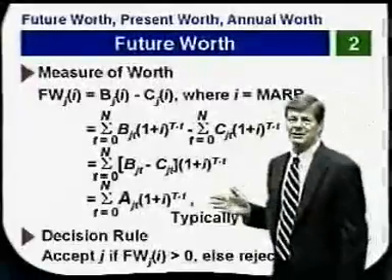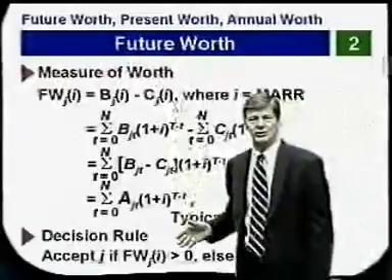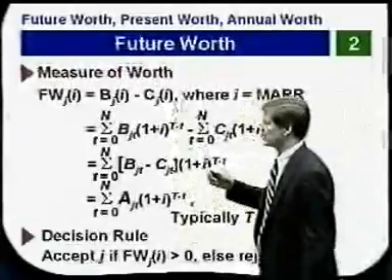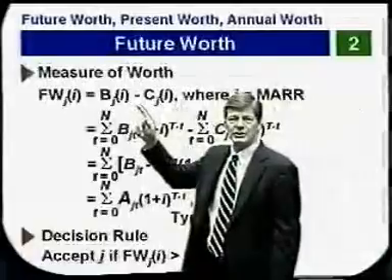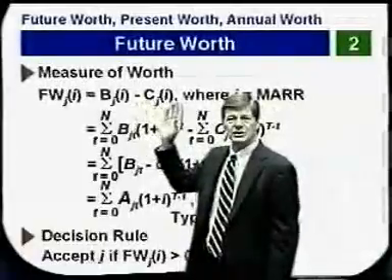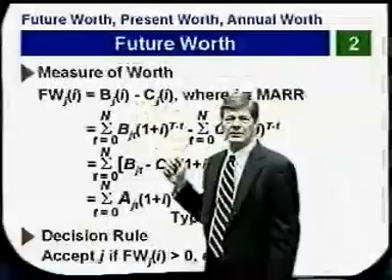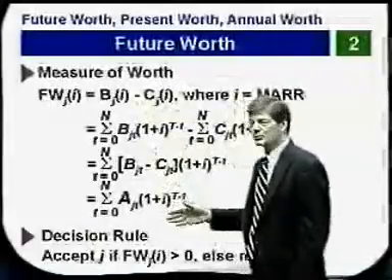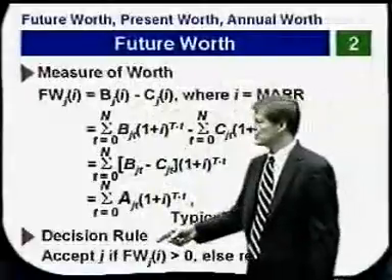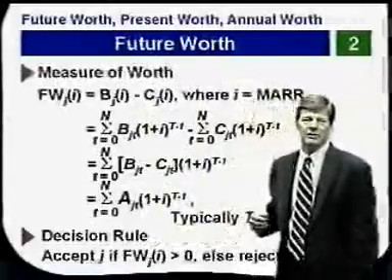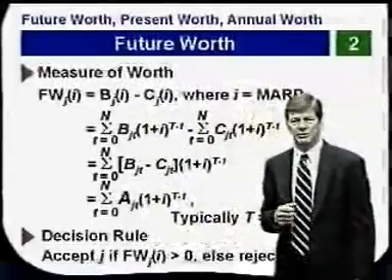We said every criterion has a measure of worth and a decision rule. We said it made good economic sense to accept an opportunity J when its benefits exceeded its costs. If that is true, then it should make good economic sense to accept an opportunity J when its future worth is greater than 0. Otherwise, we'll reject.